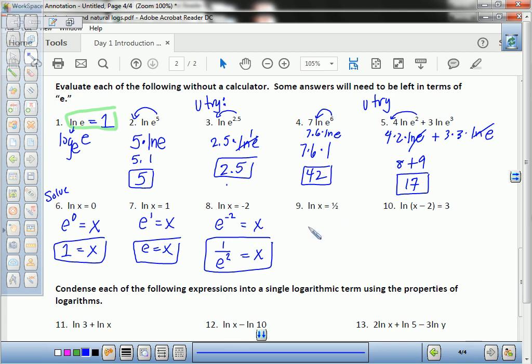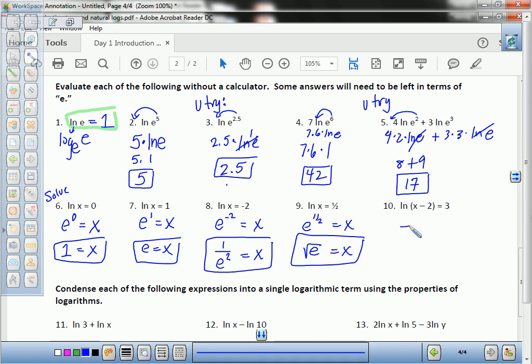All right, let's switch forms on this one. It becomes e to the 1/2 equals x. And what does the 1/2 power mean? Square root. So this is the square root of e. Could we just leave it as e to the 1/2? According to these directions, it wouldn't be wrong. It didn't say you can't leave it with negative or fractional exponents.